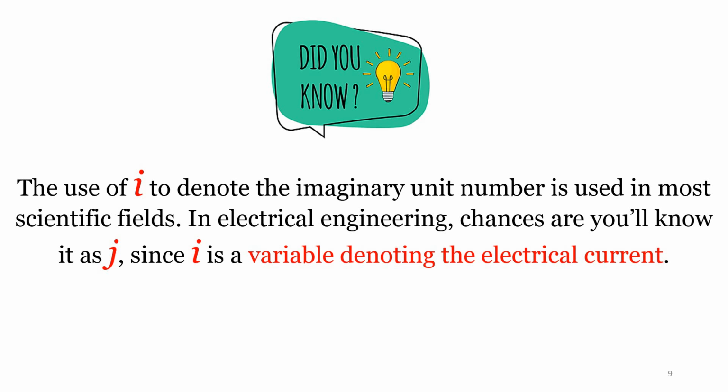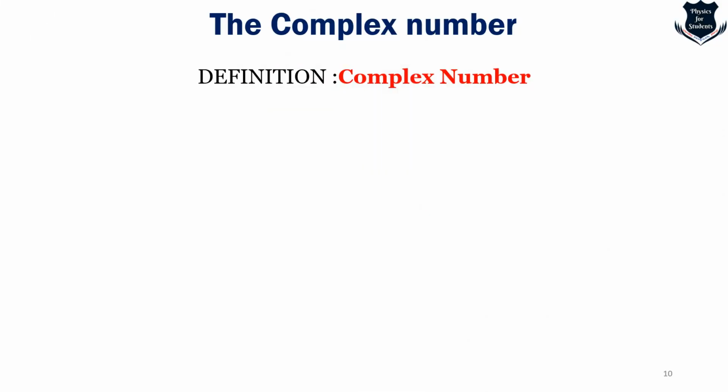Now the use of i, or the iota, to denote the imaginary unit is common in most scientific fields. In electrical engineering, chances are that you know it as j, because i in electrical engineering is a variable denoting the electric current. So be aware of that.